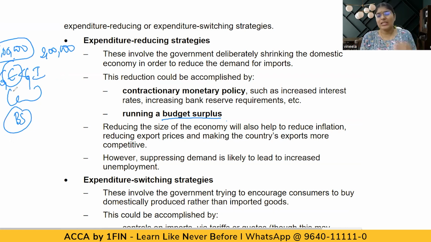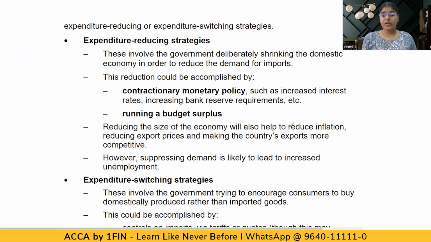How they will do this is they will reduce subsidies. They will not be providing any grants to the businesses. Like that, they will be reducing their expenditure, where the outflow of money into the economy will be reduced, and also the people will not demand. Reducing the size of the economy will also help to reduce inflation. Of course, when the flow of money is reducing, demand will reduce, and as demand is reduced, prices will be reduced. As prices are reduced, there will be a reduction in inflation, reducing export prices and making the country's exports more competitive.